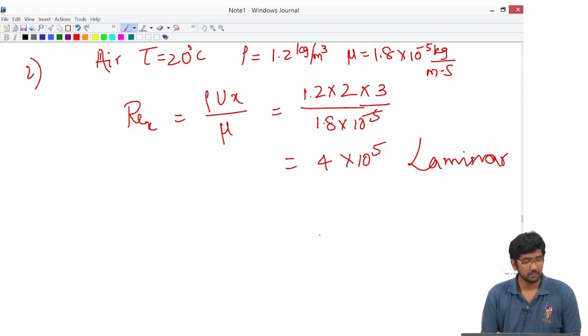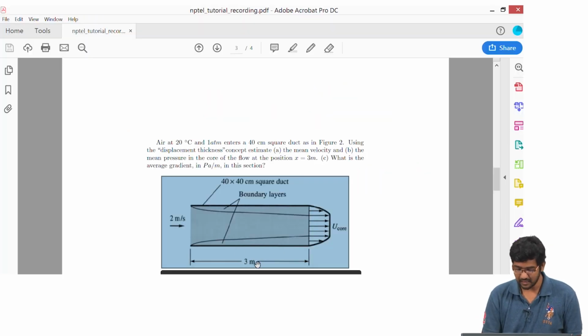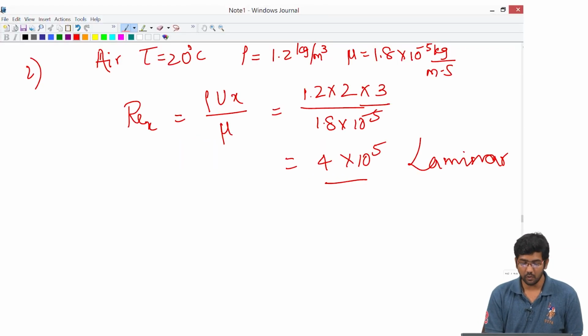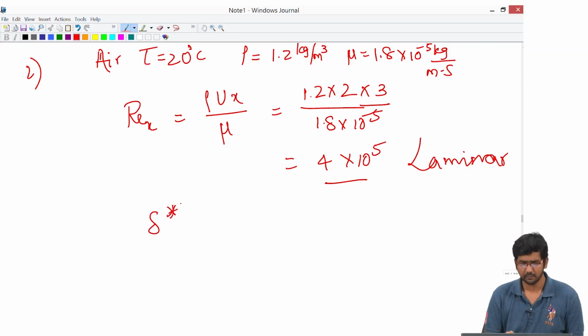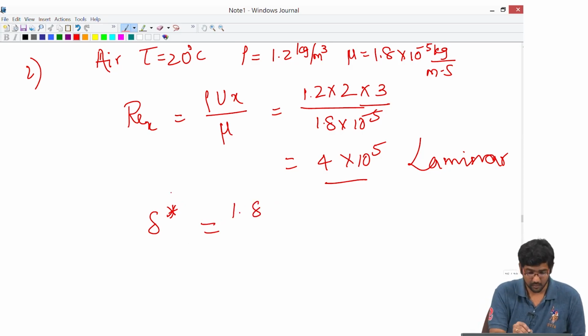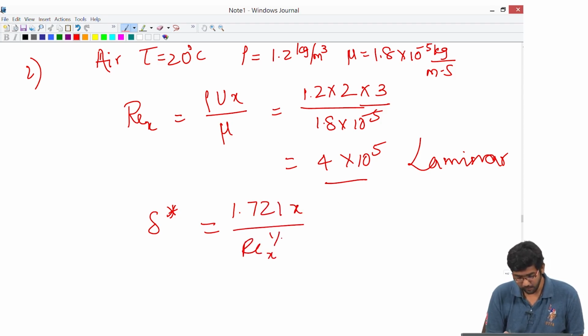Now, using the displacement thickness concept, as we know the Reynolds number and we know the distance, which is x equal to 3 meters, we will be able to calculate the displacement thickness, which is delta star. There are two formulas to calculate delta star. One is based on the exact calculation, which is 1.721 x by Rex power 1 by 2.